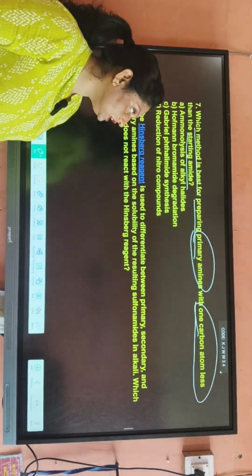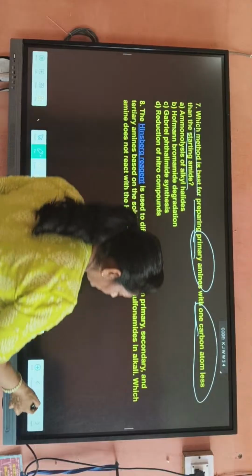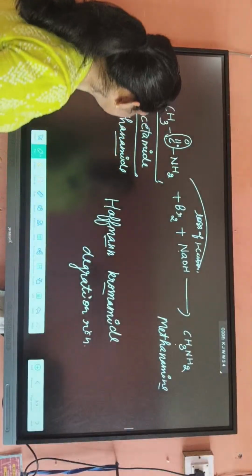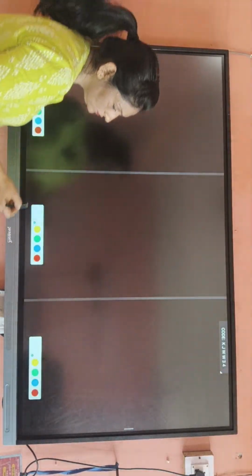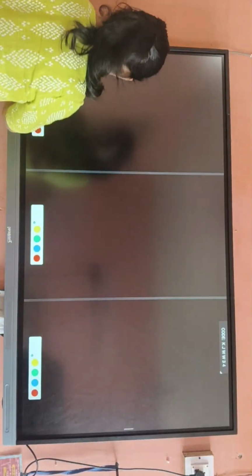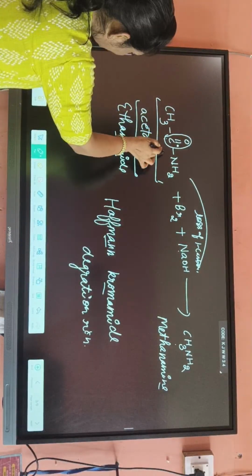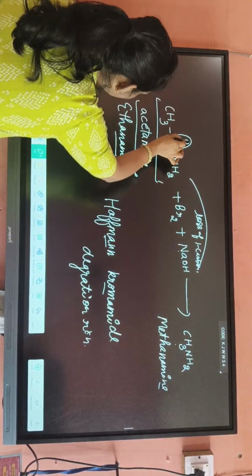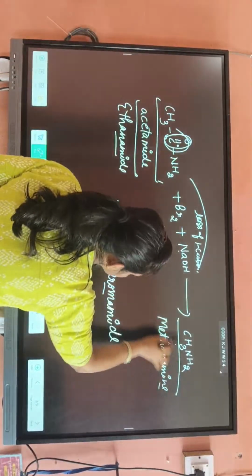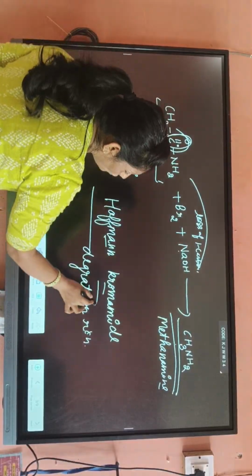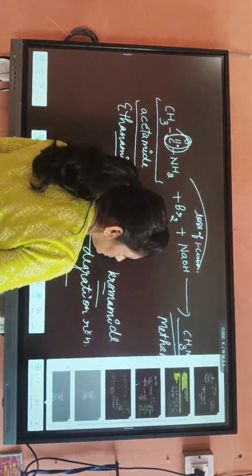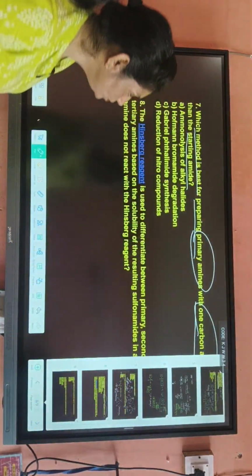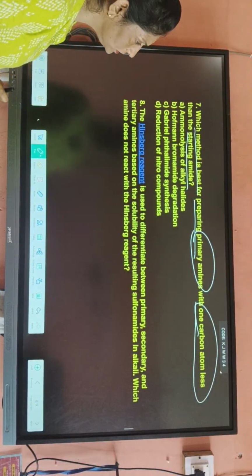Further, I will not explain the reaction. Already I have explained about Hofmann-bromamide degradation reaction. This is the reaction. You can see, if you are having amide, student, you react with bromine in presence of basic medium, then you will get one carbon less amine, and this reaction is known as Hofmann-bromamide degradation reaction. Already I have explained this reaction, so further I hope need not to explain this.